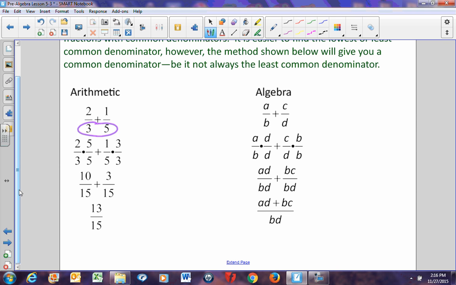Algebraically, a over b plus c over d, my common denominator is going to be bd. So I take a over b and I multiply it by d over d, and I take c over d and multiply it by b over b, and I get ad over bd plus bc over bd. Common denominator is bd. And I just add together ad plus bc, and since none of those are like terms, we just have ad plus bc.